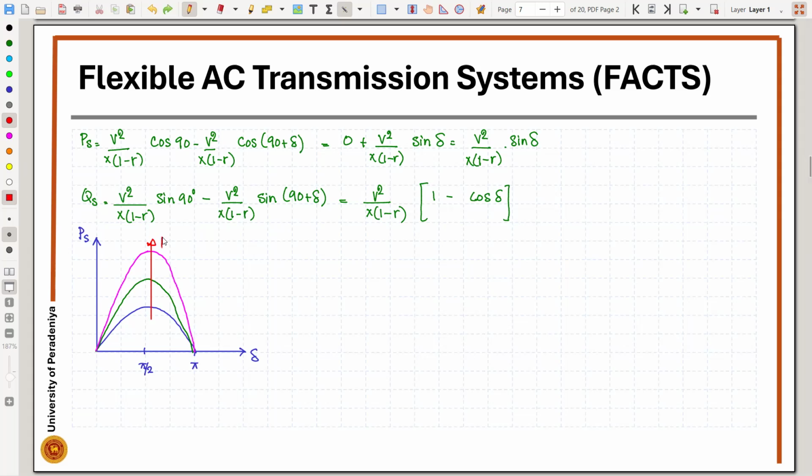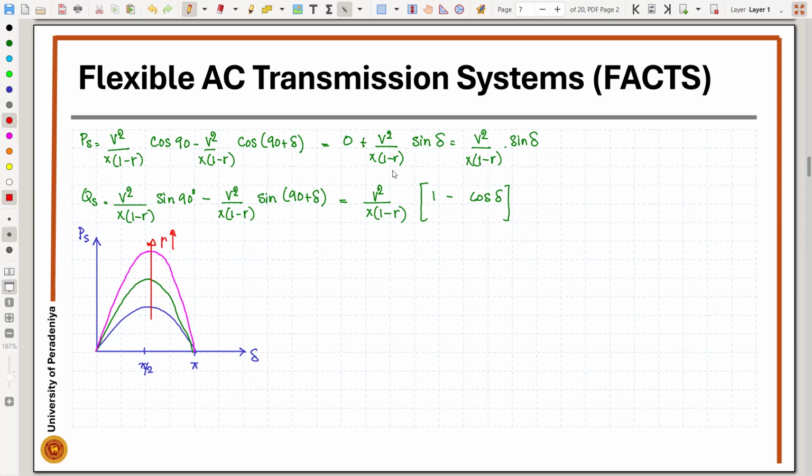As we increase the R value, what we are going to see is that the peak active power is going to increase. That's the advantage with series compensation: without a change in the angle, we are going to increase the peak power transfer. Of course, if your R is a negative value, then this value is going to increase, so that your power transfer capability is actually going to decrease.